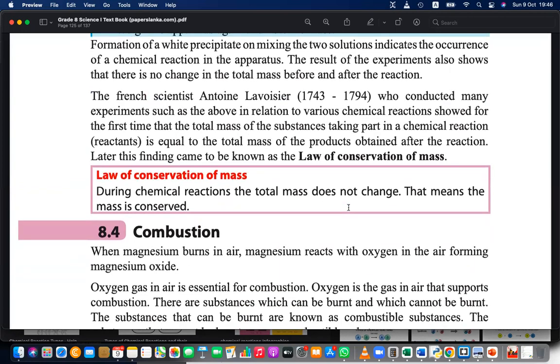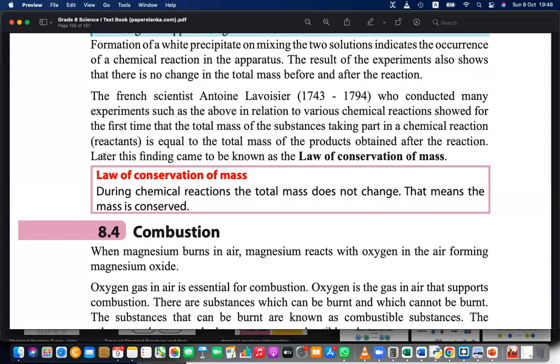Actually, who said this? Who explained this? That is Antoine Lavoisier. Right? He has explained that. So the total mass before and after.